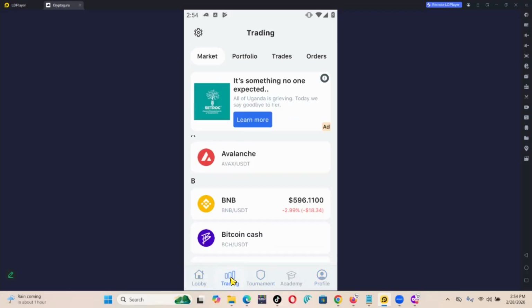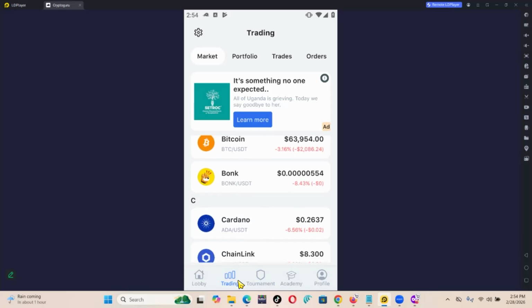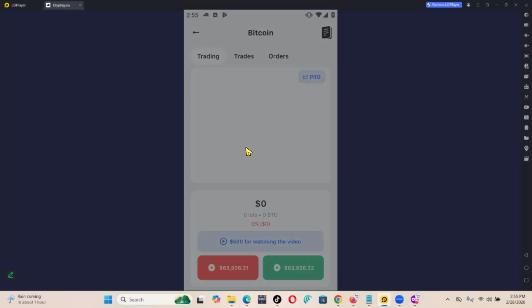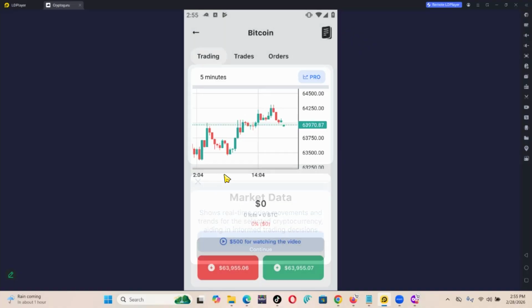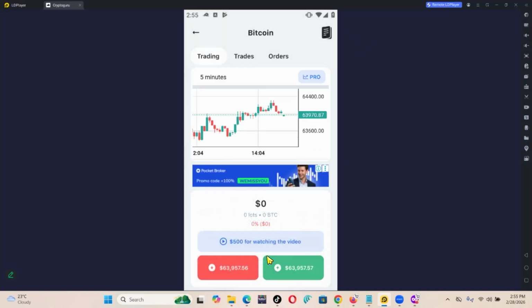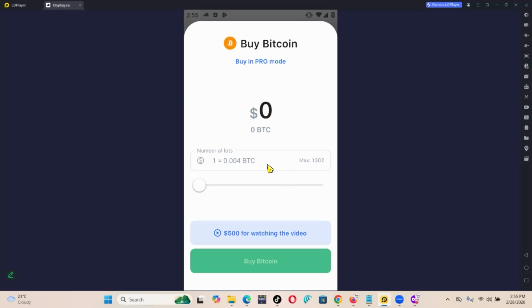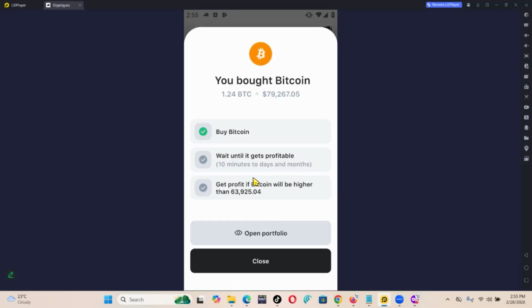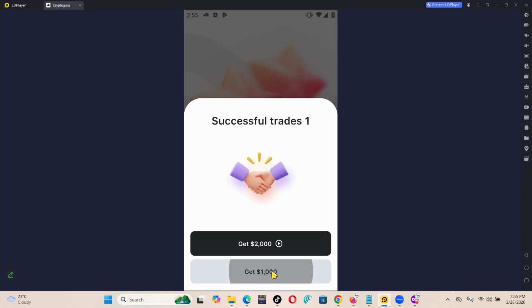Most of the time you'll be using the trading icon to do whatever trading you want. There are some ads. Let me try to buy that. Usually when you're doing all this, you're using the virtual money. You bought Bitcoin, okay, cross. You're using the virtual money that they gave you.